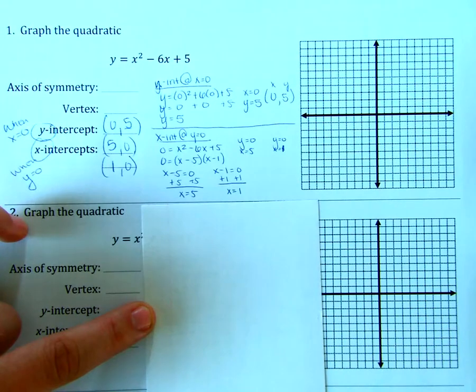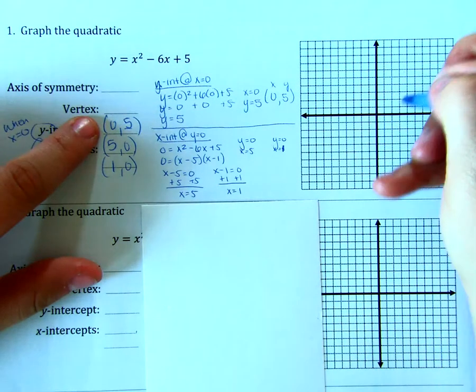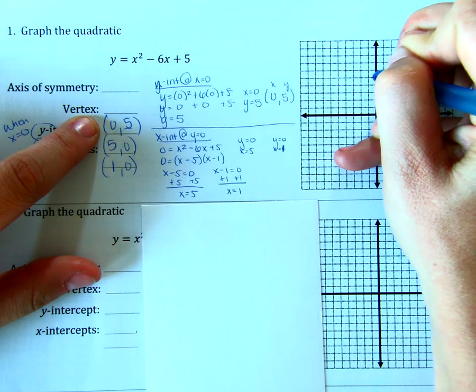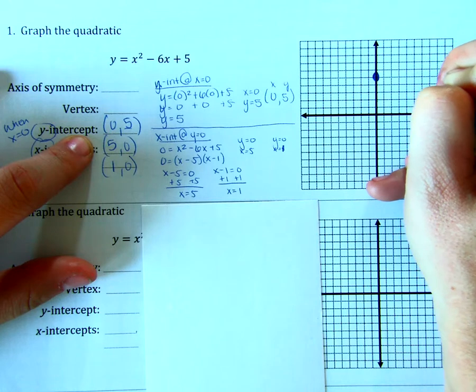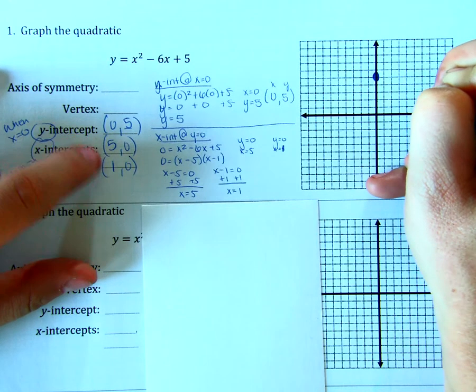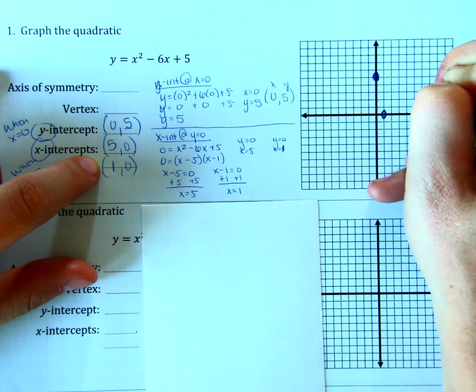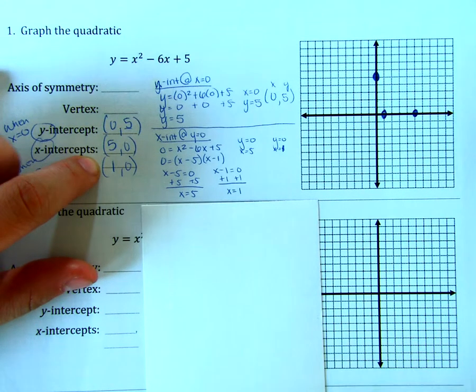So I'm going to go ahead and graph all these points. 0, 5 first, so 0, 1, 2, 3, 4, 5. That is my y-intercept. 5, 0 and 1, 0. Excellent. So these are my roots, and this is my y-intercept.